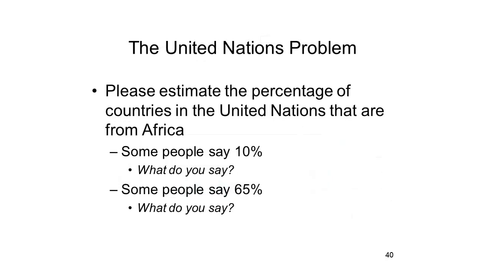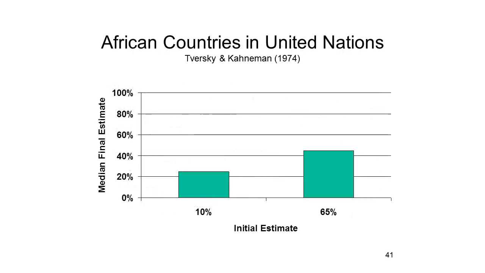Here's another demonstration of the same effect. Tversky and Kahneman found that subjects who receive the lower initial estimate, 10%, give a lower final estimate, about 25%, compared to those who received the higher initial estimate, 65%, who give a final estimate of about 45%.